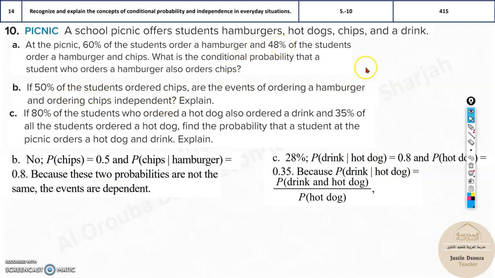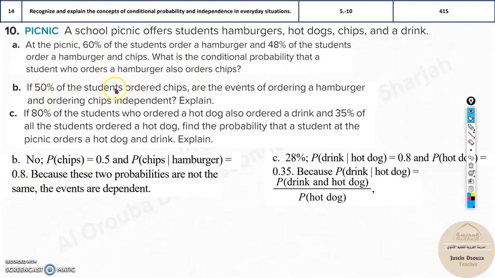They have told us they are all interrelated, because 60% ordered hamburgers, and then hamburger and chips were ordered together as well. So there is a probability of 48% of them ordering both hamburger and chips together. You can't say they are independent because there is a dependency between both. And if you find the conditional probability, what we just now found, whoever ordered chips ordered hamburger, how much? 80%.